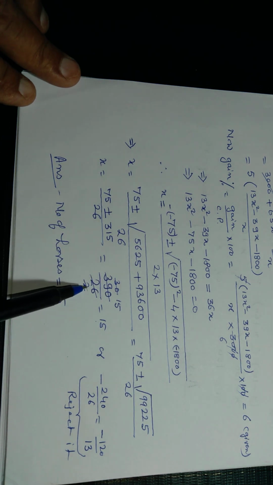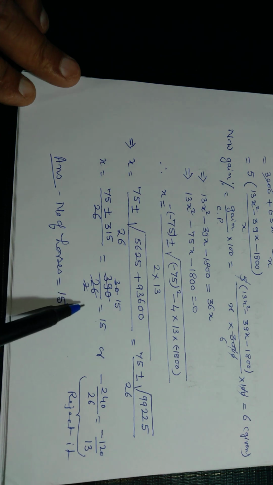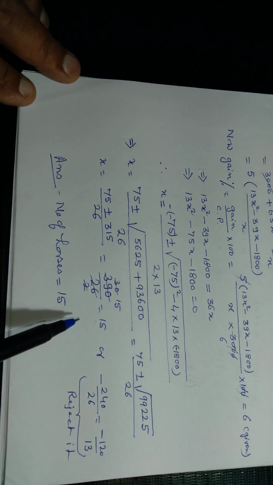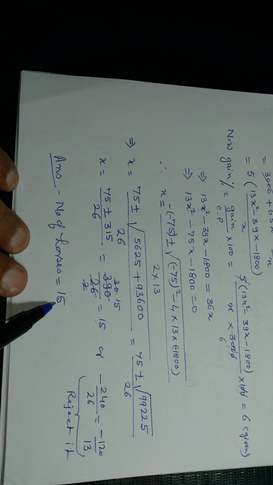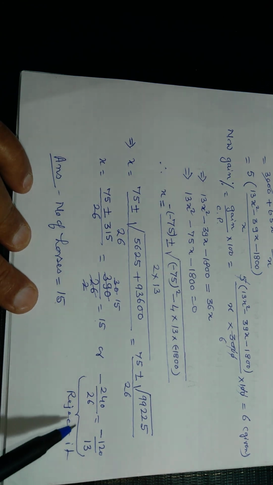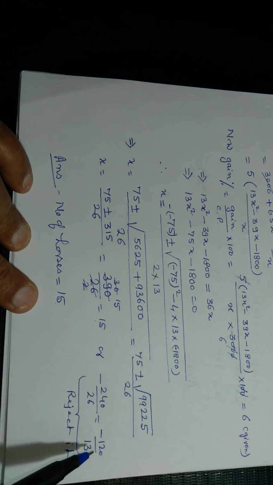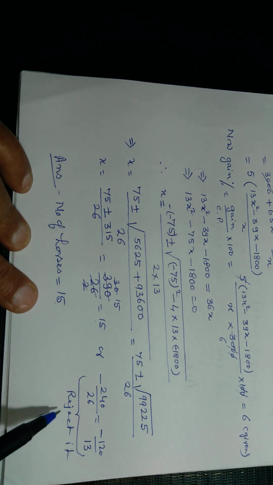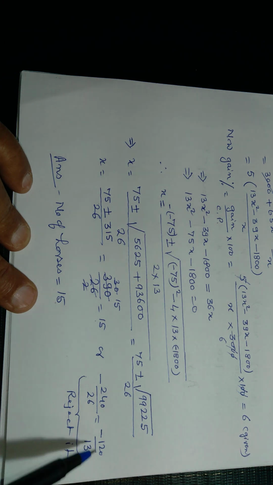So 390 divided by 26, it will be equal to 15, and this will be the required answer for this question. And the other factor, when we solve it, we will get minus 120 divided by 30, and it will be rejected being negative.